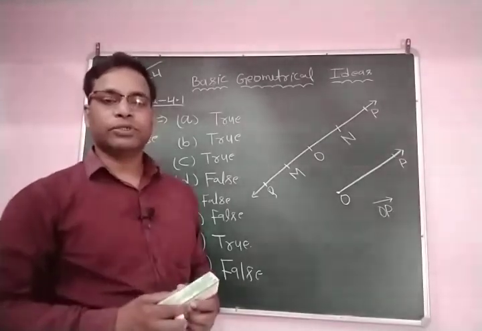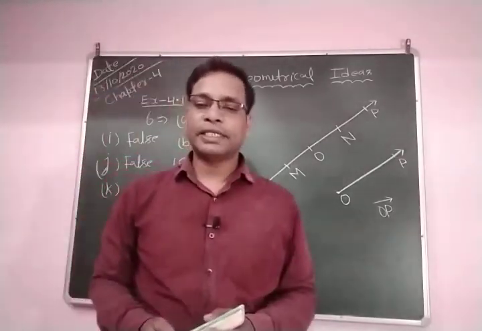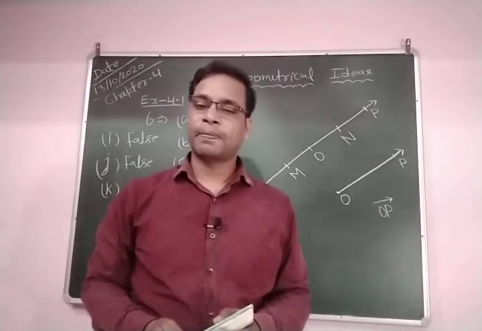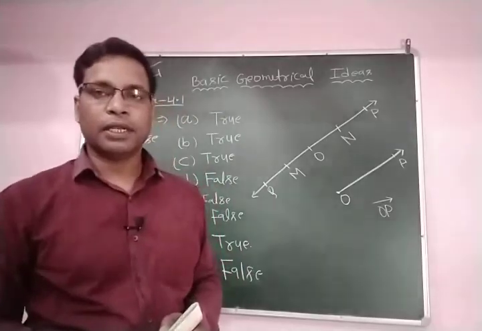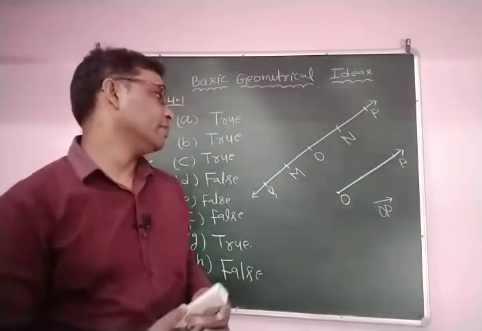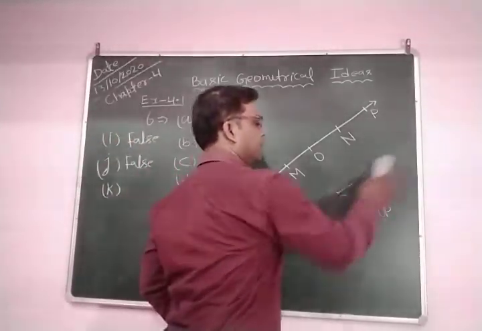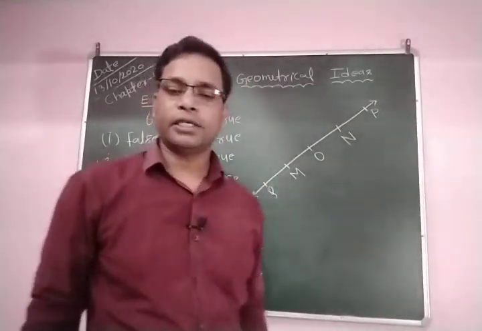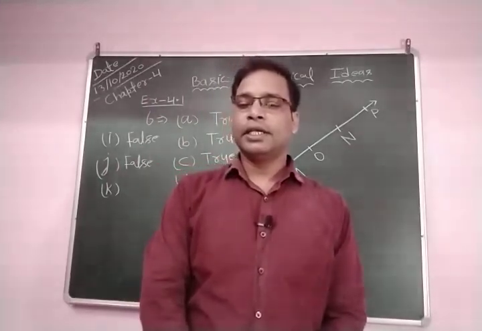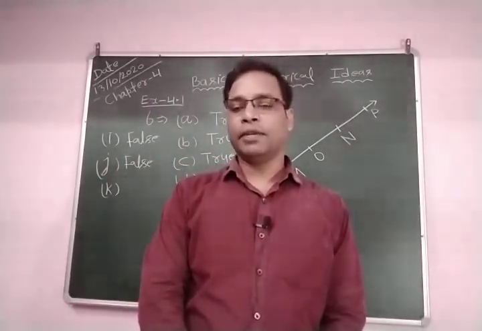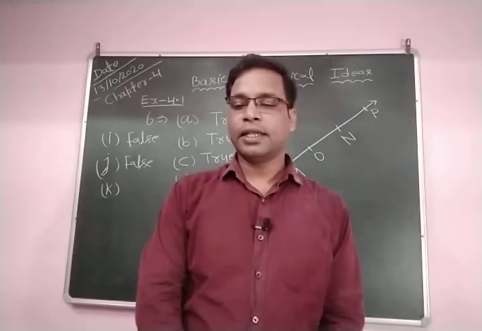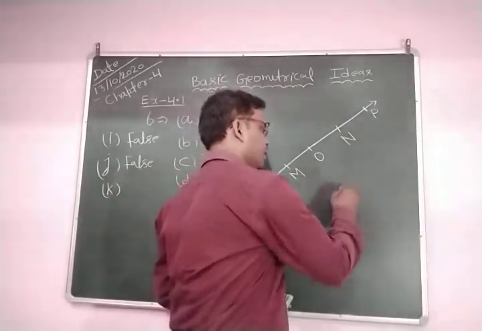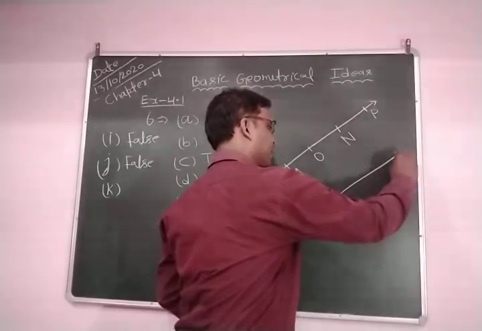What is the K part of this question? K part is that N is the initial point of ray NP and ray NM. So first you draw a ray NP. The last statement given here is N is the initial point of ray NP and ray NM. So first we draw NP. Ray NP. This is the ray, here P.